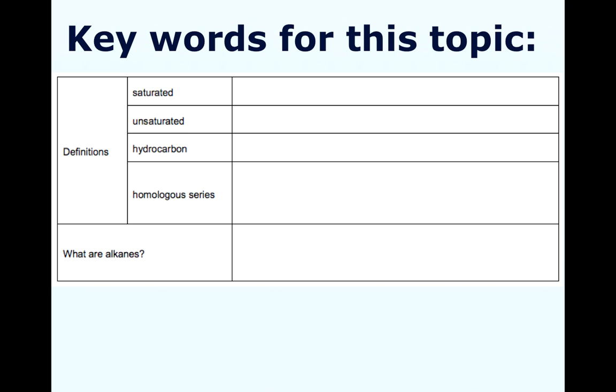First of all, we're just going to start with some key words for this topic. So one of the key words is saturated. And this is a molecule that contains only single covalent bonds. You've also got unsaturated, and these are molecules that contain one or more double bonds. Now, you might have heard these words before, because sometimes in the media they talk about saturated and unsaturated fats. So you might have some familiarity with these words.